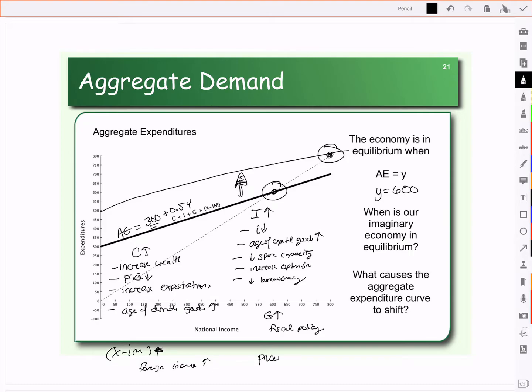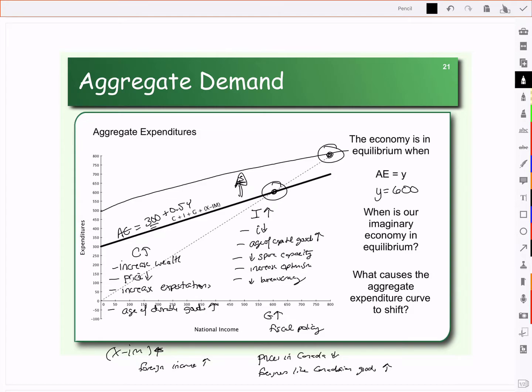Let's see, if prices in Canada went down, then other countries would buy our stuff because it's cheaper, so exports would go up. We'd buy more of our own stuff, so imports would go down, and net exports would go up. Maybe foreigners like Canadian goods more. And if foreigners like Canadian goods more, then exports will go up. And net exports will go up.